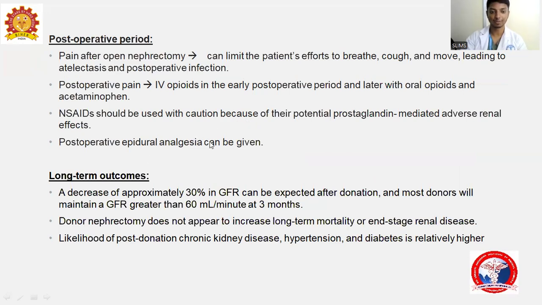What are the long-term outcomes? A decrease of approximately 30% in GFR can be expected after donation, and most donors will maintain a GFR greater than 60 ml per minute at 3 months. Donor nephrectomy does not appear to increase long-term mortality or end-stage renal disease. The likelihood of post-donation chronic kidney disease, hypertension, and diabetes is relatively higher.